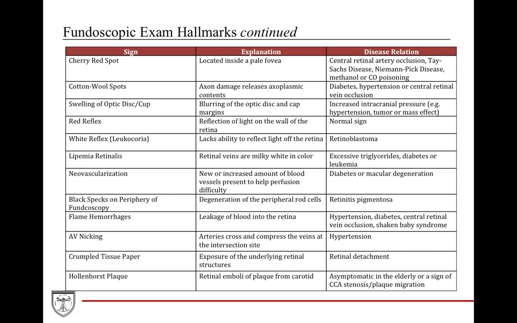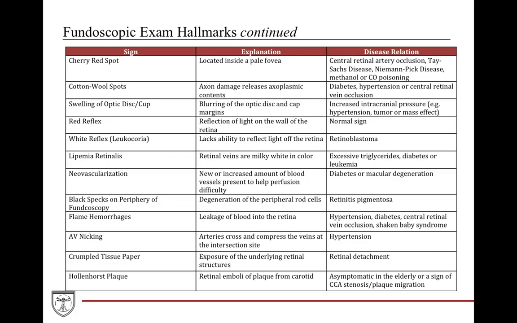You can get cotton wool spots, which are axon damage releasing axoplasmic contents. This is from diabetes, hypertension, or central retinal vein occlusion. You get swelling of the optic disc, and that's pretty much pathognomonic for increased ICP, increased intracranial pressure. So you got to think tumor, and you got to think hypertension.